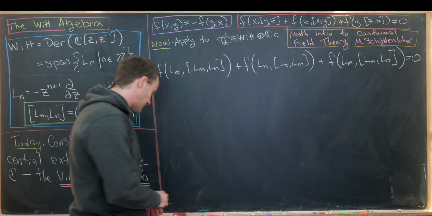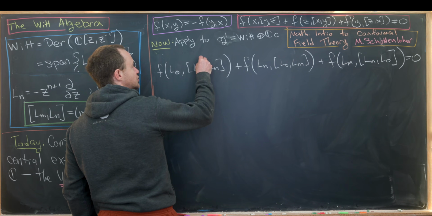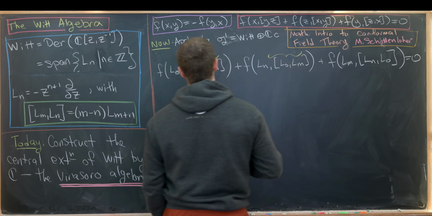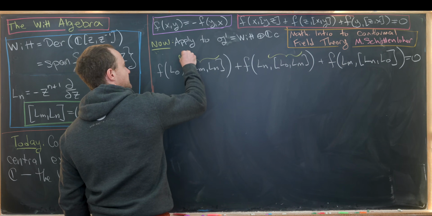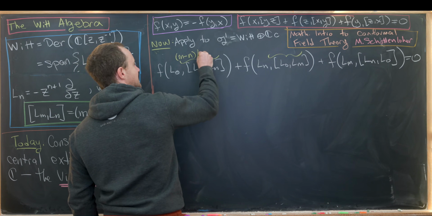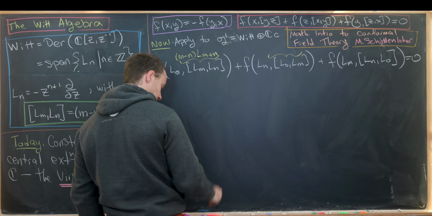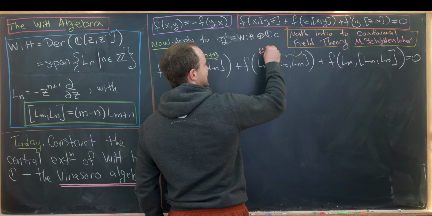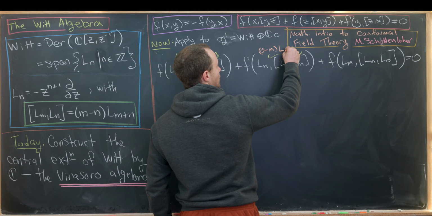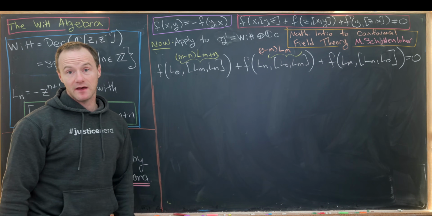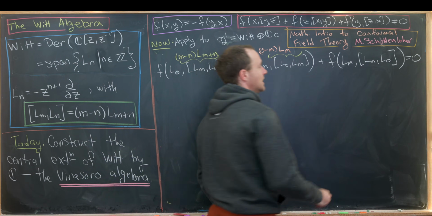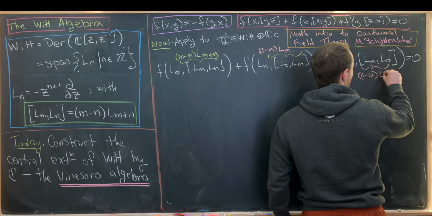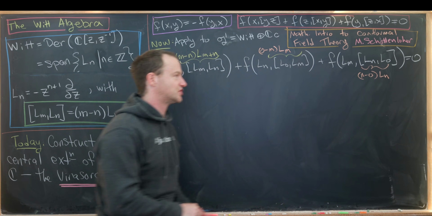Okay, so now let's apply our commutation relations, or our bracket relations, to all of these parts in here. So this one gives us something simple. We've got m minus n, L of m plus n. So that's easy to see. This gives us 0 minus m, and then L of 0 plus m. I'll just write that as Lm. And then finally, this one right here gives us n minus 0, L of n plus 0, so just Ln.